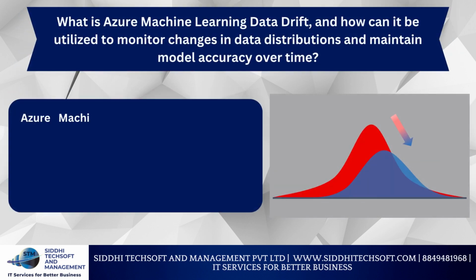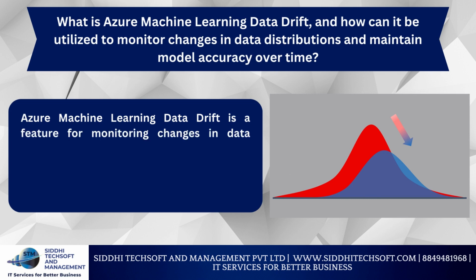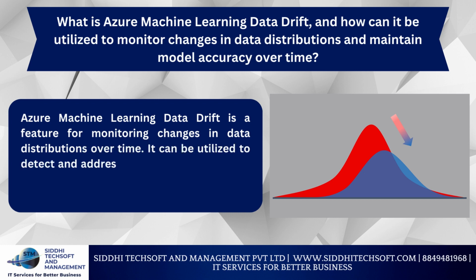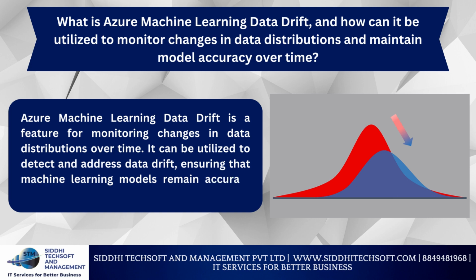What is Azure Machine Learning Data Drift, and how can it be utilized to monitor changes in data distributions and maintain model accuracy over time? Azure Machine Learning Data Drift is a feature for monitoring changes in data distributions over time. It can be utilized to detect and address data drift, ensuring that machine learning models remain accurate as the data evolves.